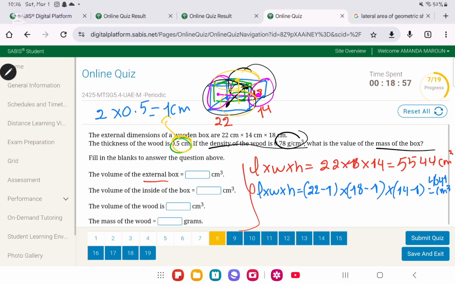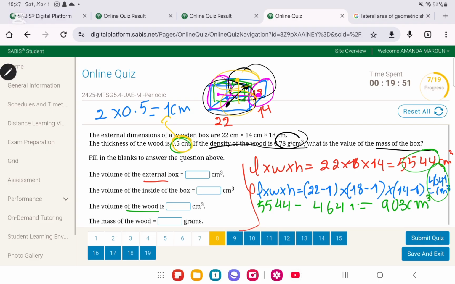So we found that the volume of the external box is 5544 centimeter cubed. We have that the volume inside of the box is 4641 centimeter cubed. Now they need the volume of the wood. Very simply, to find the volume of the wood, it is going to be the external box volume, which is 5544, minus the volume inside the box, or the internal box volume, which is 4641. When you subtract them, you are going to get the volume of the wood, which is 903 centimeter cubed.